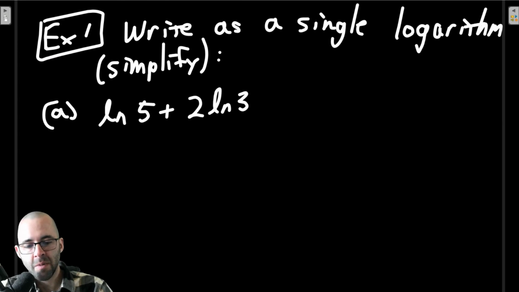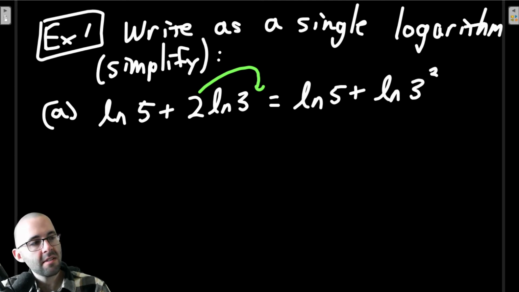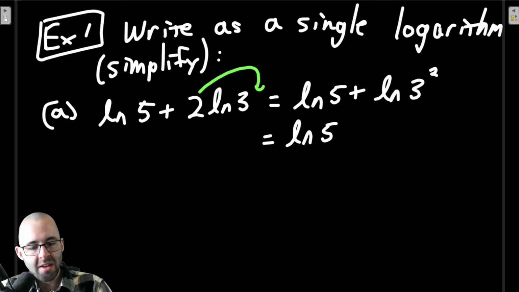All right, so we have to get rid of this 2 first. And again, using that property, this 2 comes in here. This is going to be the natural log of 5 plus the natural log of 3 squared. And 3 squared is a really nice number because we know exactly what that is. We can simplify that. 3 squared is just 9.